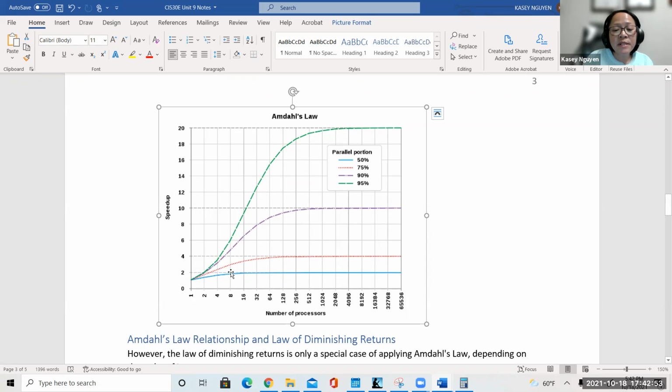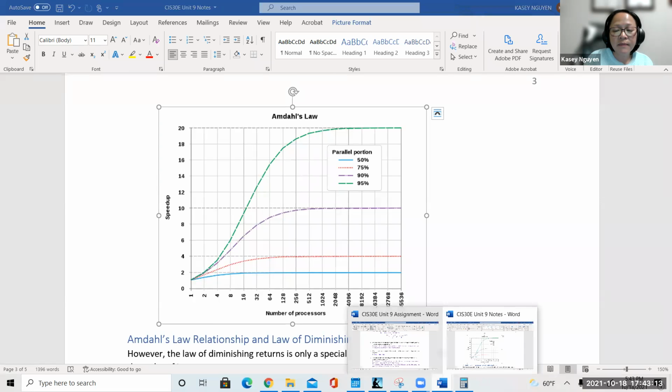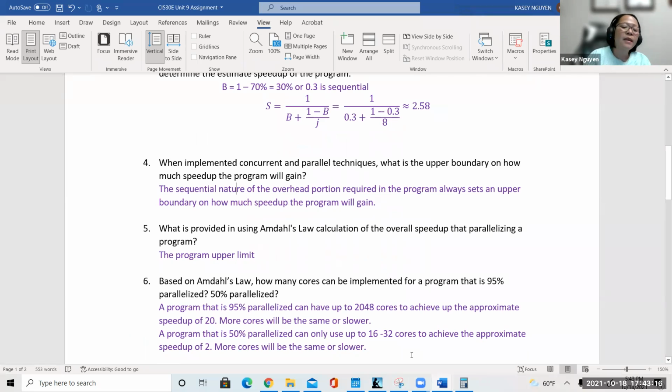Now for 50%, ballpark, it's going to be about here, 16 to 32. So about 20 cores, where you're going to have pretty much the same after that, for a speedup of 2. A program that is 50% parallelized can only use up to 16 to 32 cores to achieve the approximate speedup of 2. More cores will be the same or slower.